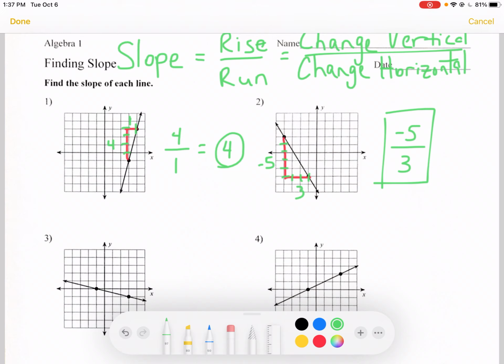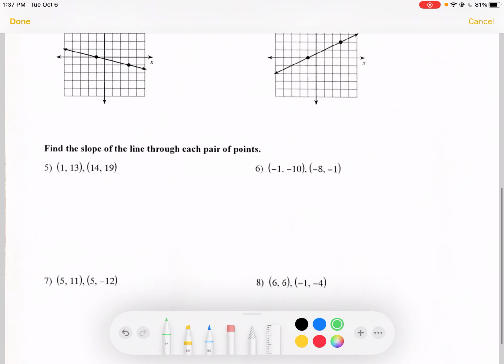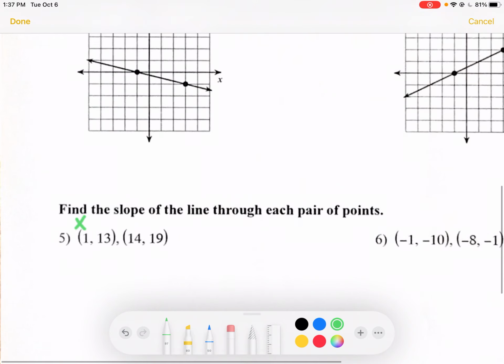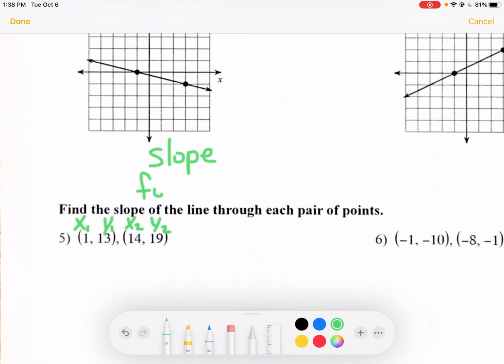Okay, so that's the way we count slope when we have graphs. But what about when we don't have a graph? If we're just given points like this, we know that these are xy pairs, like x1, y1, and x2, y2. And so what we need is a formula to use to find the slope. So we use the slope formula.